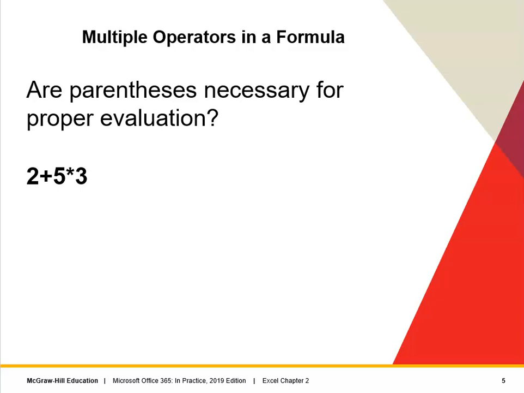Are parentheses really necessary when entering a formula? What is the answer to the formula seen on this slide? It could be 21 or it could be 17, depending on how it's calculated. Excel would calculate it at 17 because it follows the order of operations. If you want Excel to add 2 plus 5 before multiplying, then you would need to include the 2 plus 5 in parentheses.